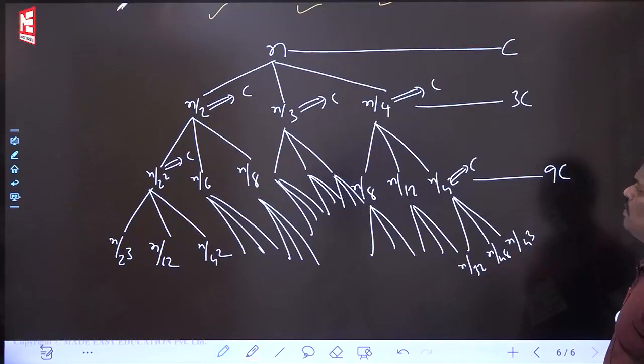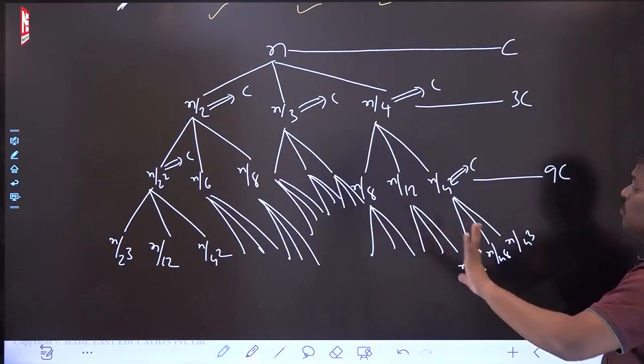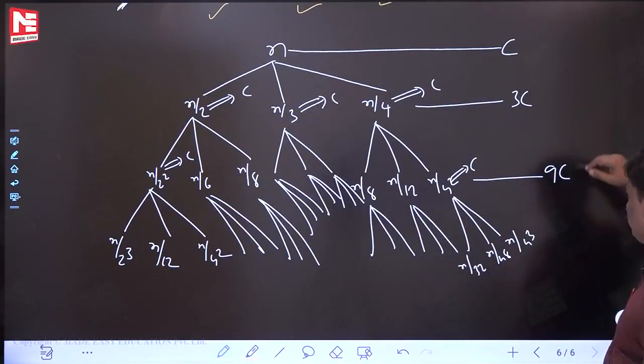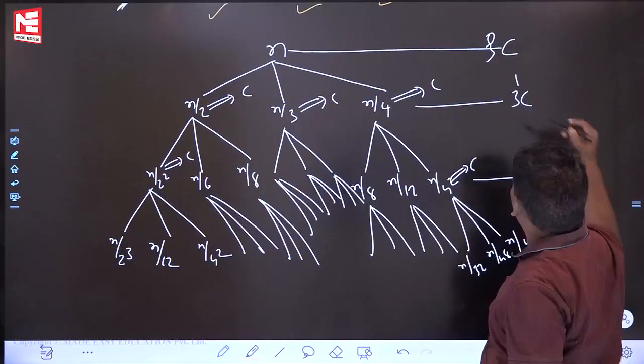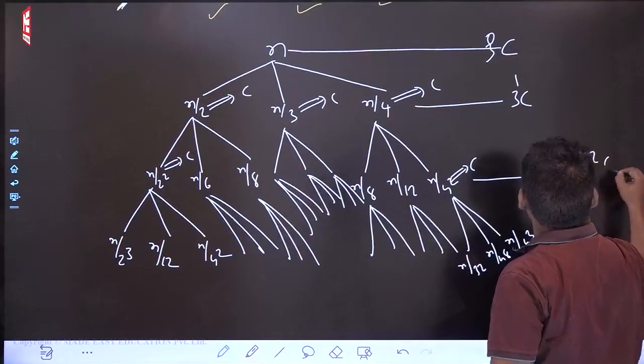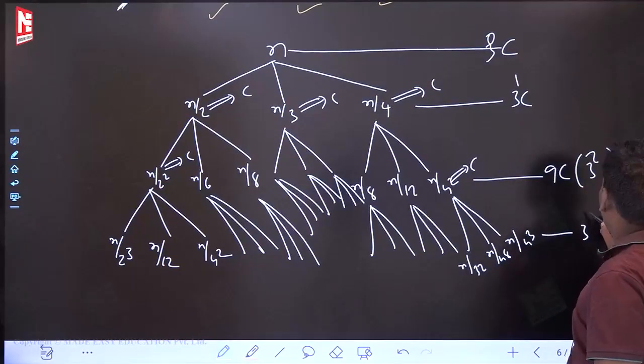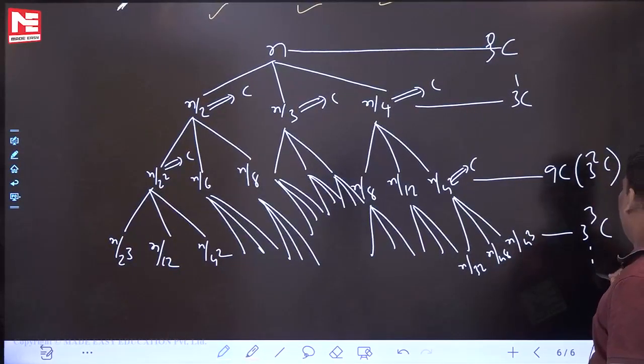Some people are asking me, if I construct a 4-level tree, then what is going on? A series is coming, you know. Which series? You can see very well: 3 power 0 c, 3 power 1 c, 3 square c. Next one, you can check, 3 cube c and so on. It will continue like this.